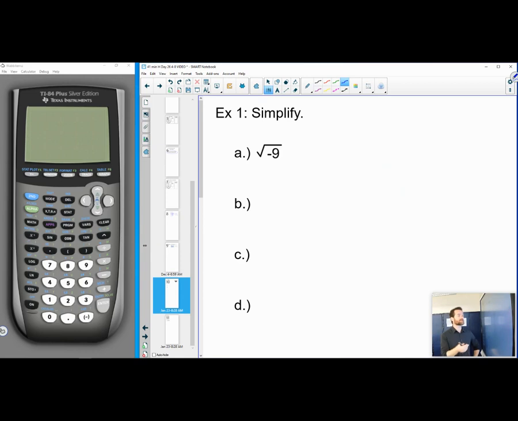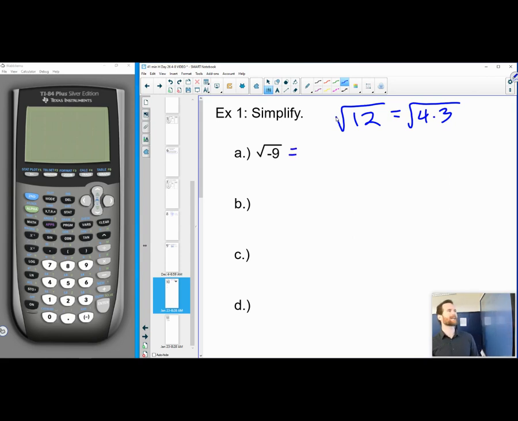So example 1, we have to simplify the square root of negative 9. Well, we can't do that, at least not using a real number. We saw something sort of similar earlier in the warm-up. I think it was the square root of 12 or something like that, and we could not take the square root of that number because 12 was not a perfect square. So what we did is we wrote it as two numbers that were factors of 12, where one of them was a perfect square. Essentially, that's what we're going to do here.